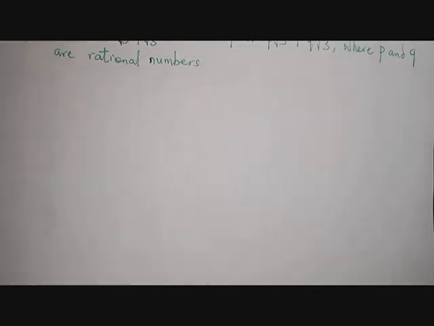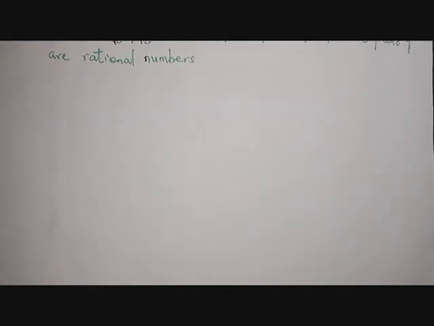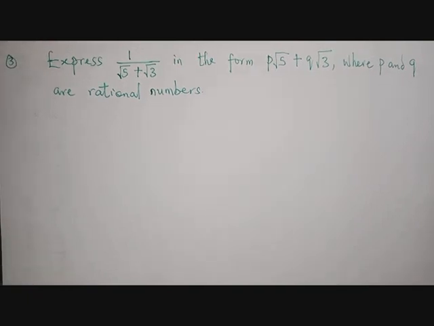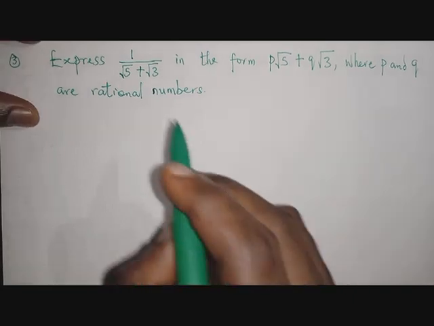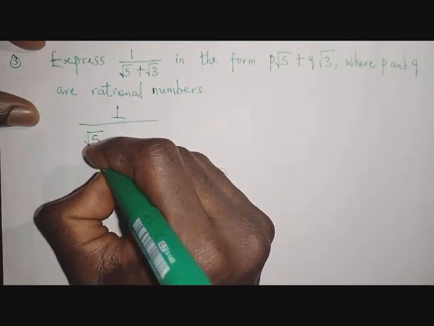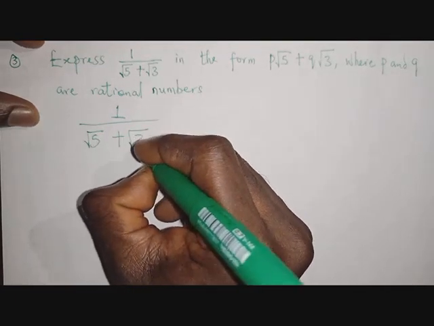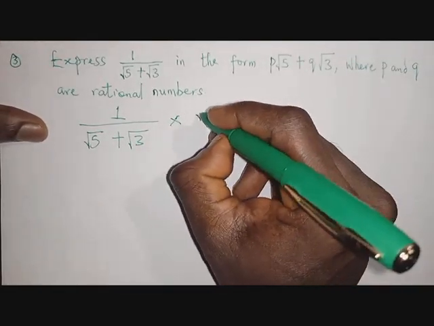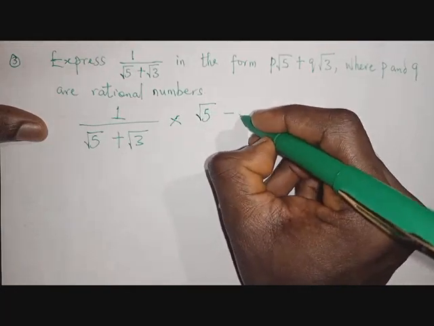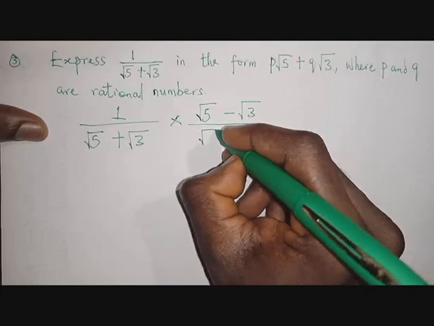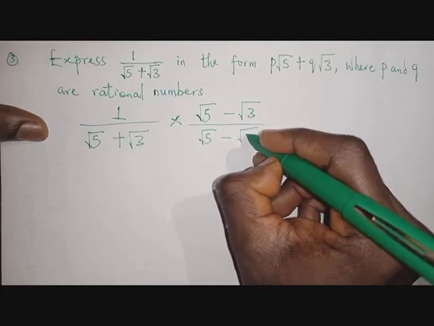So the final problem we'll be solving is this. The question says express this in the form p root 5 plus q root 3, where p and q are rational numbers. So they want us to express 1 over root 5 plus root 3 in that form. I'm simply going to rationalize the denominator. But remember, I'm going to be multiplying by the conjugate, so as you can see, I'm using the negative sign.